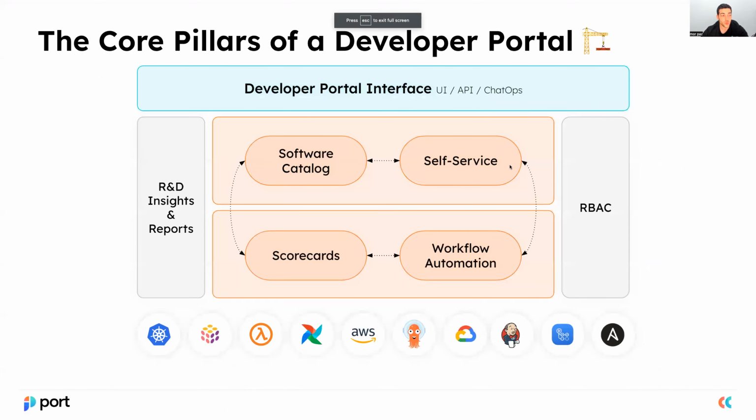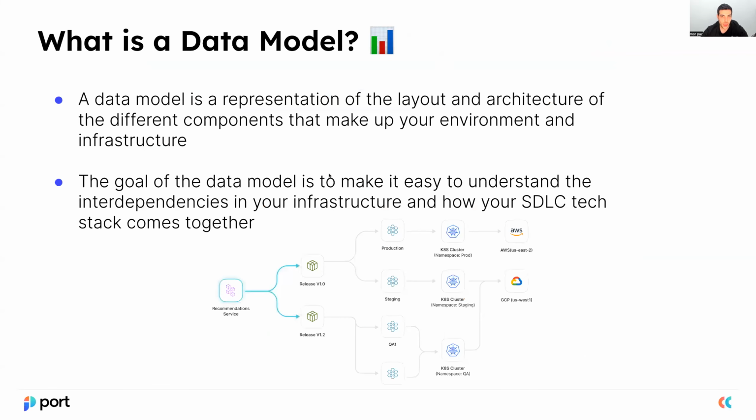And today, since we're talking about the data model and the software catalog, we're going to focus specifically on the software catalog portion. And we're going to start with what exactly is a data model. So a data model is a representation of the layout and architecture of the components in your environment and infrastructure. The idea is to actually create that map, create that model that shows how the different components inside your environment, inside your organization, connect to one another and the different dynamics between them.